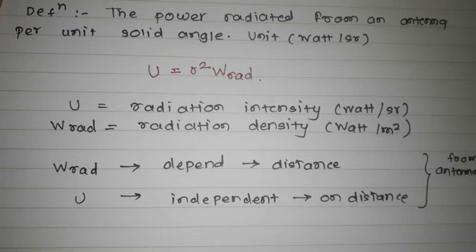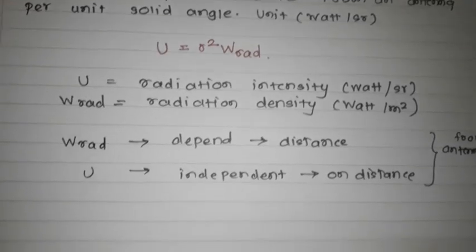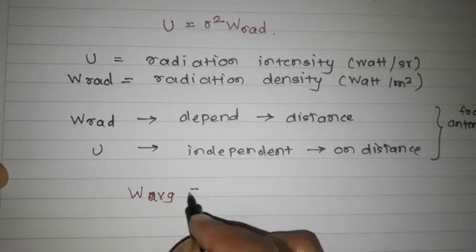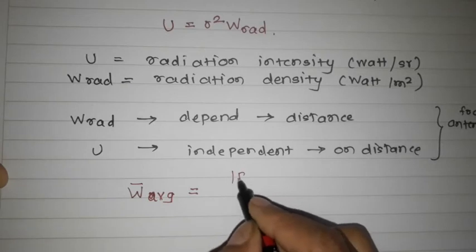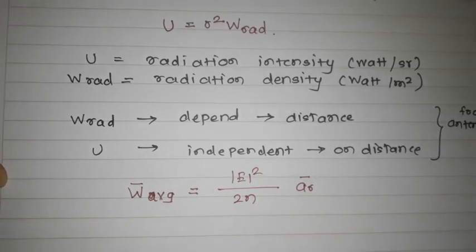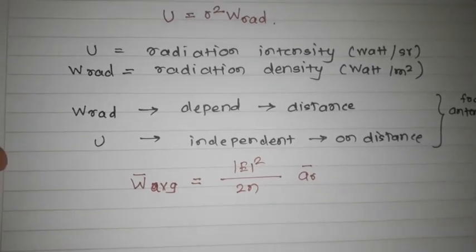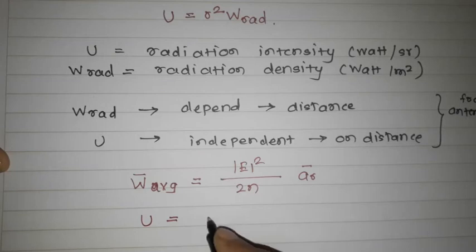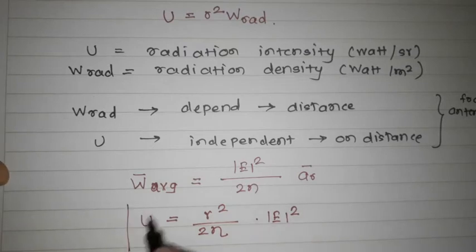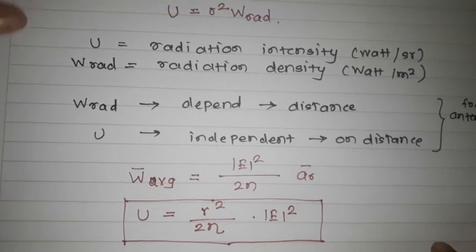Now let us see how to find the radiation intensity. Previously we went through the formula for the radiation density, W radiation, which is the same as W average, equal to E square by 2 eta. Let us put this value in the equation. So U is equal to r square E square by 2 eta. This is the radiation intensity in terms of the radiation density.